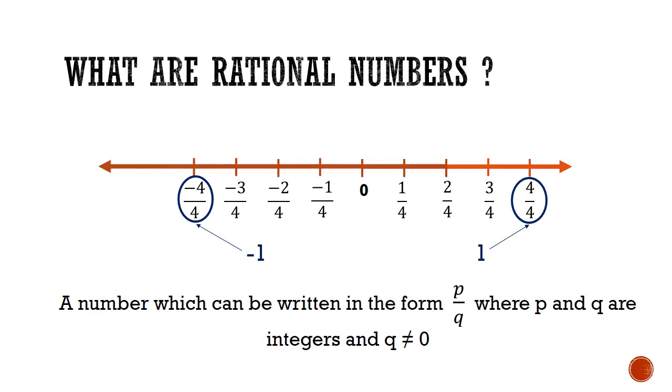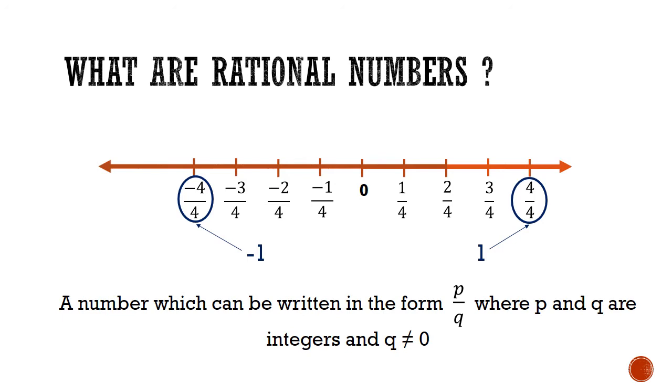We say a number which can be written in the form p by q, where p and q are integers and q is not equal to 0, is a rational number. I know it will be a bit confusing for you in the beginning. So now look at the fractions here.